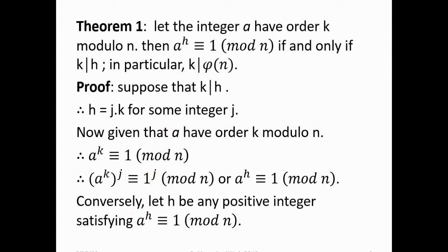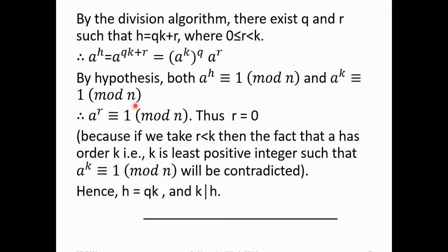Now conversely, let h be any positive integer such that a to the power h is congruent to 1. So we suppose that this is true and we have to prove that k divides h. By division algorithm, there exist q and r such that h is equal to q into k plus r, where r lies between 0 and k, strictly less than k. So a to the power h will be a to the power qk plus r. So I can write it as a to the power k whole power q into a to the power r.